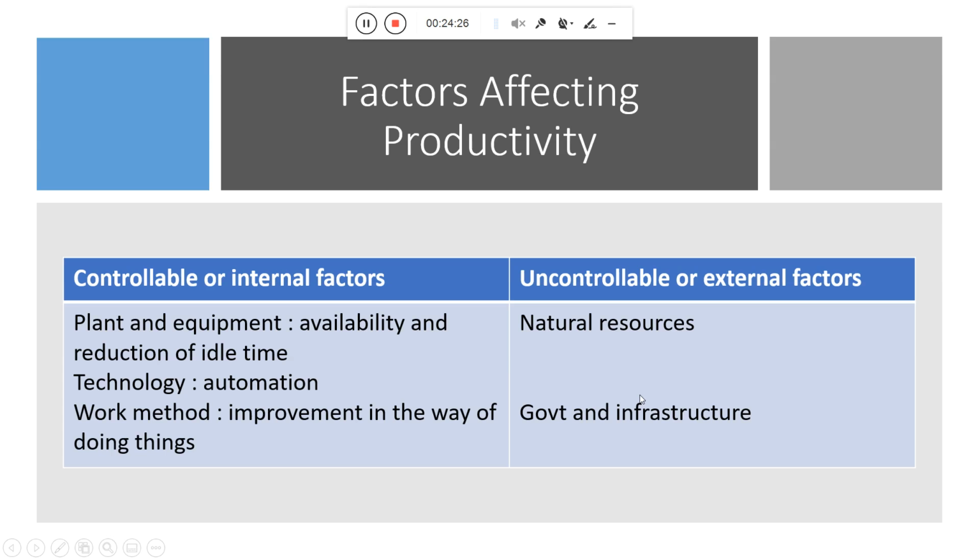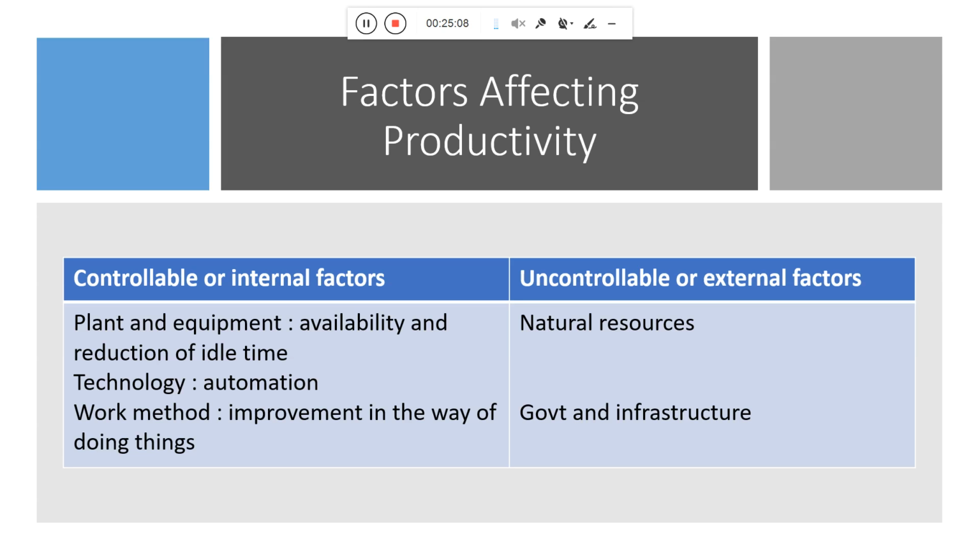So I go to the next point, factors affecting productivity. What are the factors actually affecting productivity? There are two factors which may affect productivity. One is controllable, which we can control, and one is the uncontrollable or external factor, which we cannot control, like COVID, that is a natural thing. Due to that, the productivity of many organizations was reduced. The government, the infrastructure, the taxes, these are uncontrollable things.